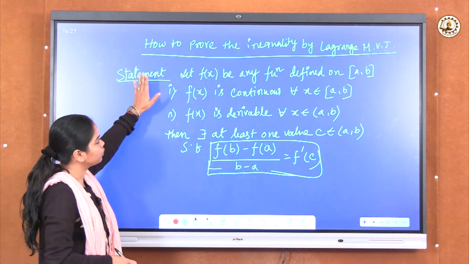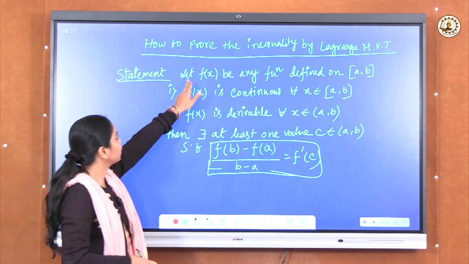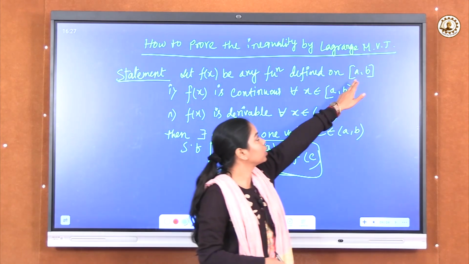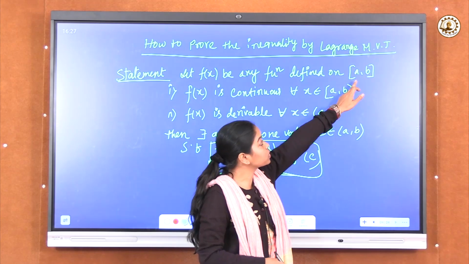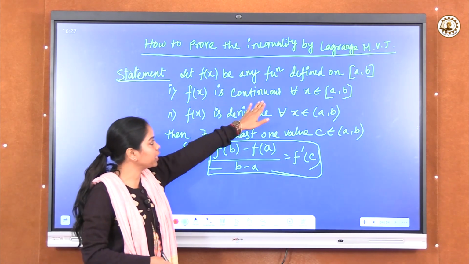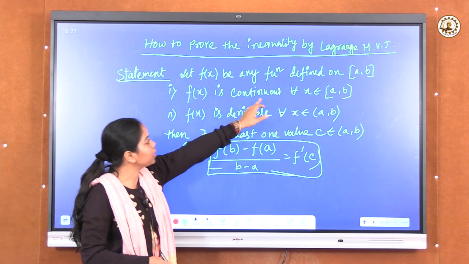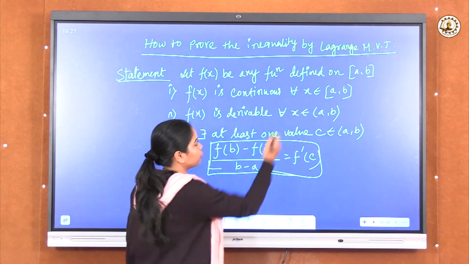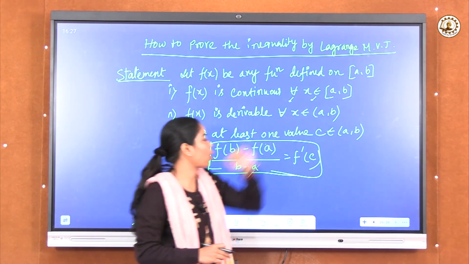Now, first of all, we will see what is the statement of Lagrange mean value theorem. Number one: let f(x) be any function which is defined on the closed interval [a, b]. This third bracket of a comma b means closed interval a comma b. Now, statement number one is, f(x) is continuous for all x belongs to closed interval [a, b]. This sign is called for all and this sign is called belongs to.